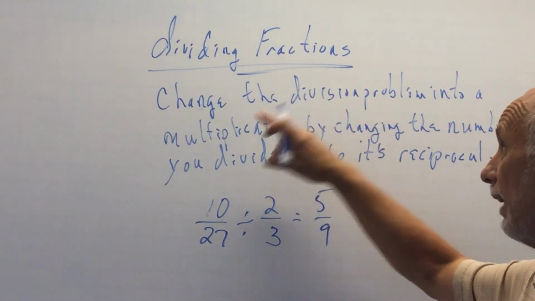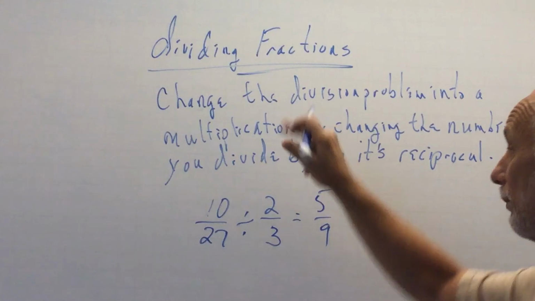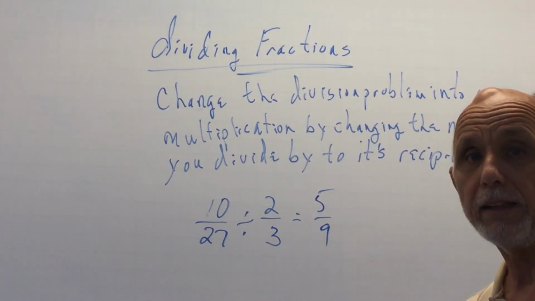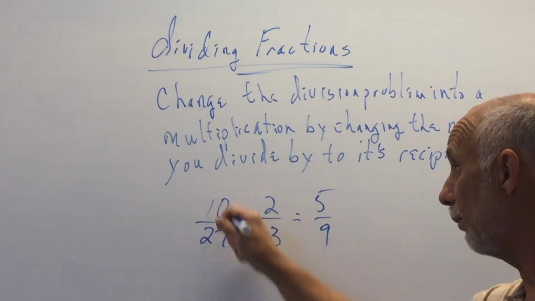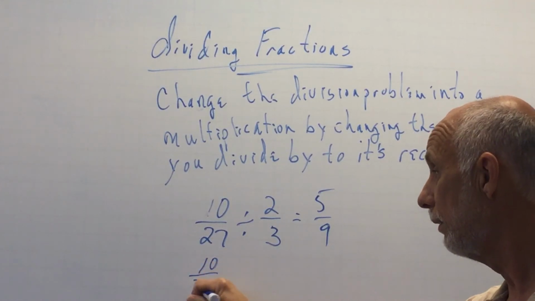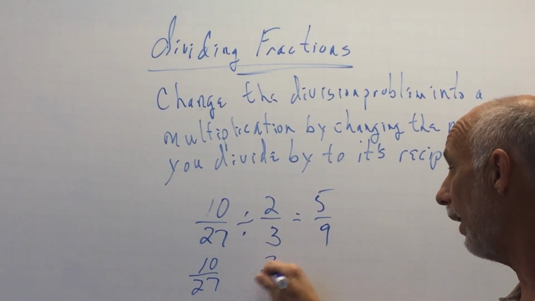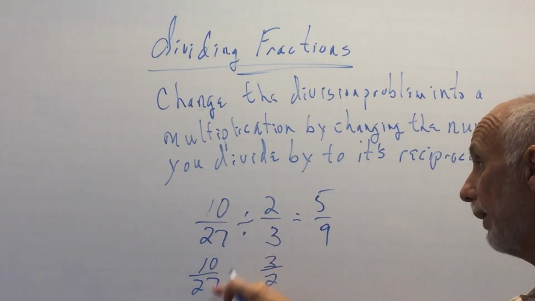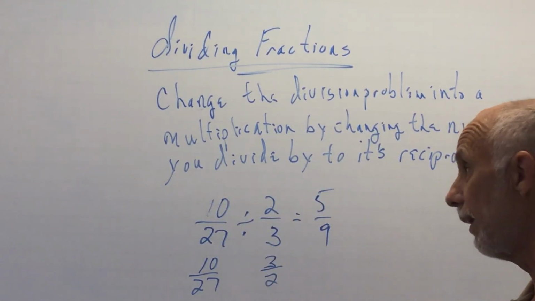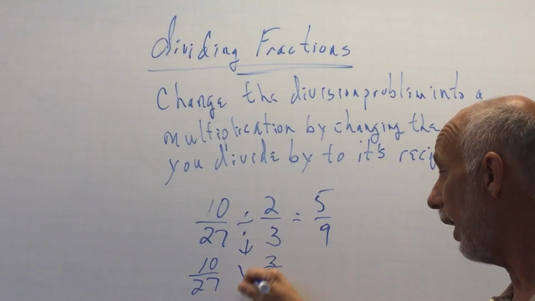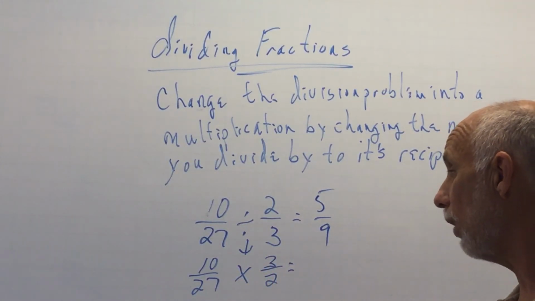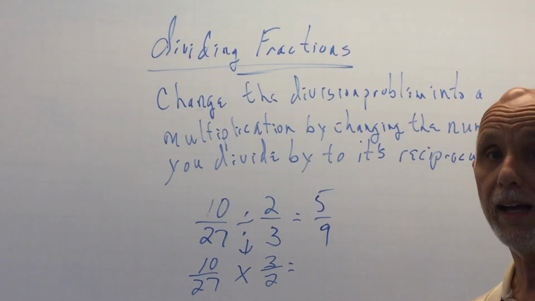So to do this, I have to change the division problem into a multiplication problem. And to use Kate's rhyme, I have to bring down the front. And I have to change the back, flip it around to its reciprocal. Bring down, flip around. Then multiply. But wait, don't multiply until you simplify.